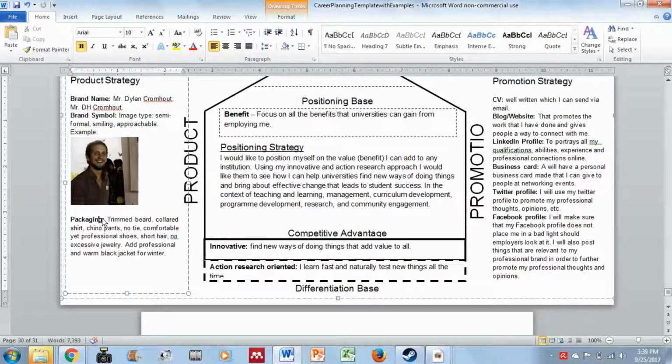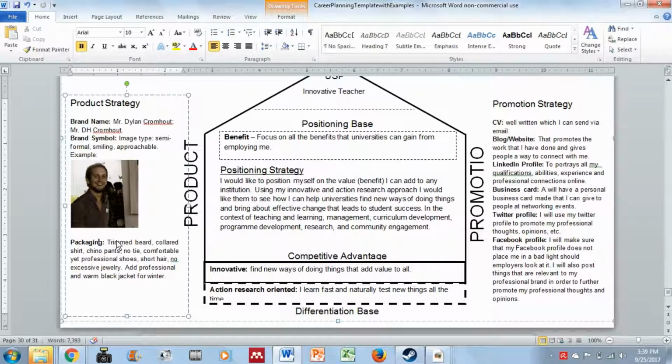Packaging. How am I going to package myself? I'm going to have a trimmed beard, a shirt with a collar, chino pants, no tie, comfortable yet professional shoes, short hair, no excessive jewelry, and add a professional warm jacket in the winters. How are you going to dress? How are you going to package yourself for your industry?